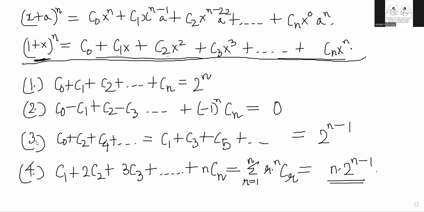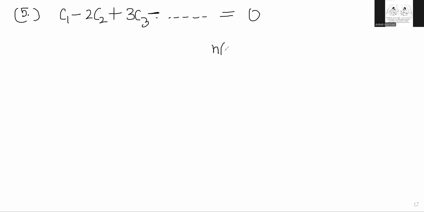The fifth result is basically C1 minus 2C2 plus 3C3 and minus, the alternating signs. So that will be equal to 0 because when it was C1 plus 2C2, it was n(1 plus x) power n minus 1, right? This was summation of r nCr where r goes from 1 to n. This was what we got as the summation after differentiating.